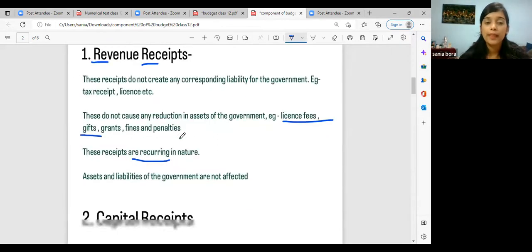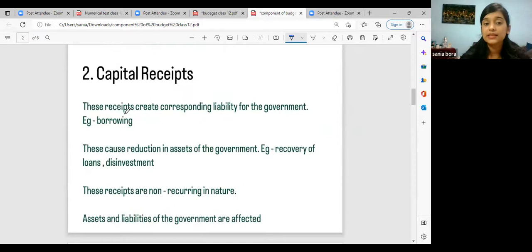Okay, now coming to capital receipts. These are the part where you are borrowing from someone or the like. So capital receipts create corresponding liabilities for the government. For example, borrowing. If you borrow from someone, of course your liability will be affected. So liability will be created, that will increase. Second point, these cause a reduction in assets. For example, you are recovering your loans. You gave a loan to someone, now they are repaying it, so you are reducing your assets.